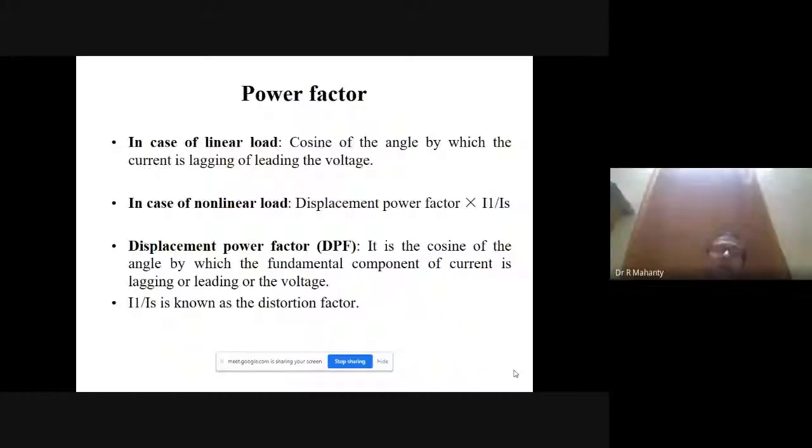The current will be leading the voltage. Now, when we define the power factor, we assume that it is a linear load. So in case of a linear load, the current is sinusoidal. So the cosine of the angle by which the current is lagging the voltage for an inductive load will be defined as the power factor.